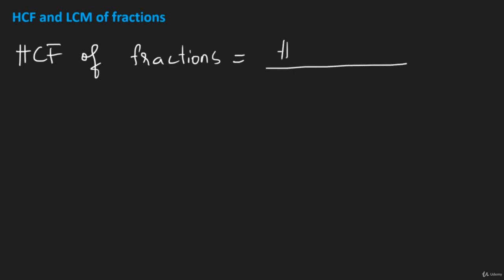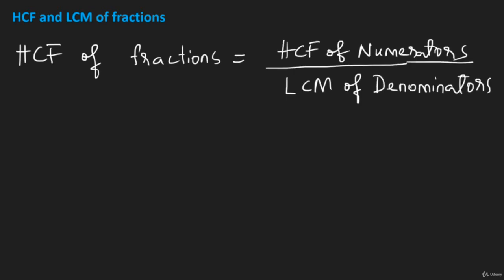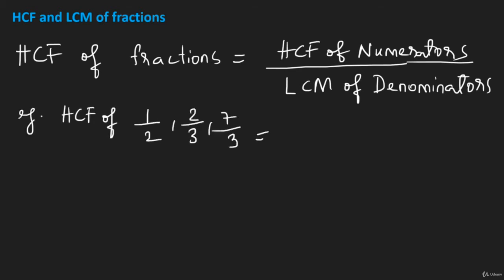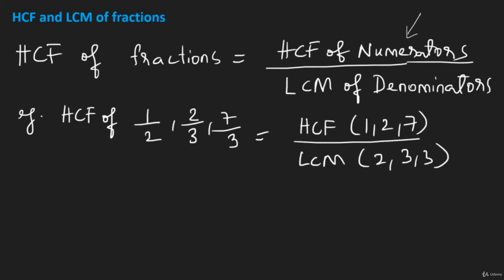Let's start with HCF. If you want to find the HCF of fractions, that would be equal to the HCF of the numerators divided by the LCM of the denominators. Let's take an example to understand this. Say you want to find the HCF of 1 by 2, 2 by 3, and 7 by 3. As per this formula, this would be equal to the HCF of 1, 2, and 7, that's the numerators, divided by the LCM of 2, 3, and 3.